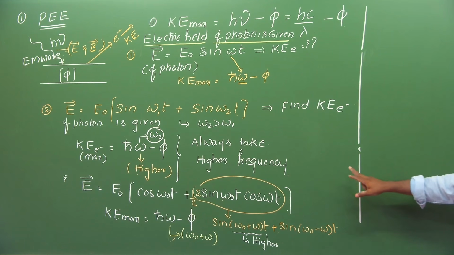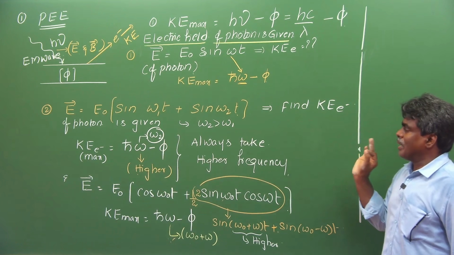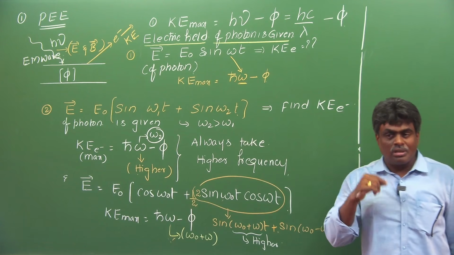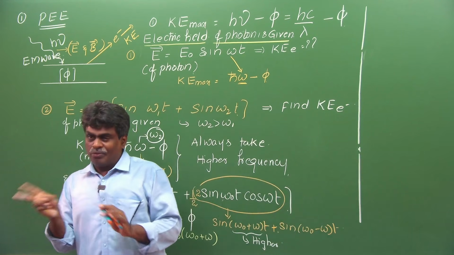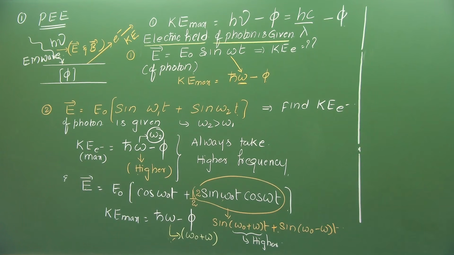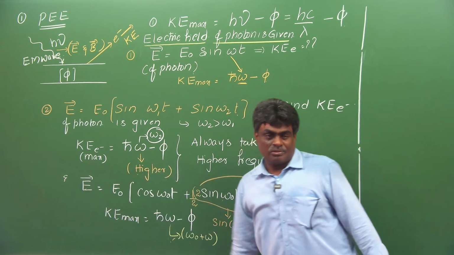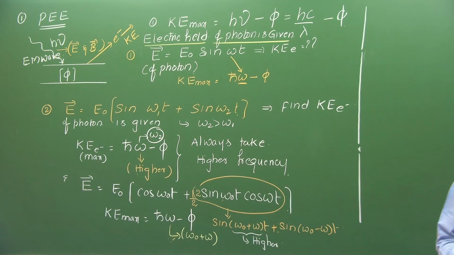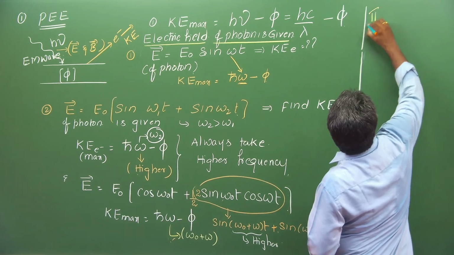So I hope everybody understands the first point. Whenever they have given electric field, if you want to find the kinetic energy of the electron, which omega do we have to use? Always we have to use higher omega. If only one omega is there, no issue. If you have two different omegas, always go for higher omega. Why higher omega? You want maximum output, so you should use maximum input. That's it.